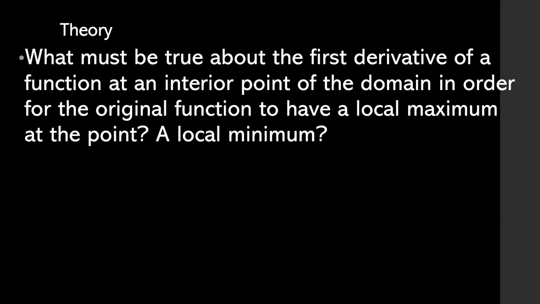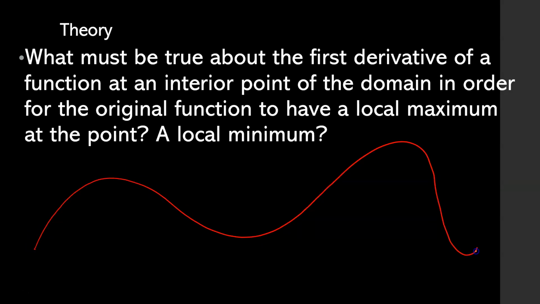So, what must be true about the first derivative of a function at an interior point of the domain in order for the original function to have a local minimum at that point? What the heck do I mean? So here is some function, and we're talking about a local maximum. So let's choose this place right here, a local maximum. And we want to know something about the first derivative of this function. I don't mean the first derivative of the equation. I mean information we know about the first derivative.